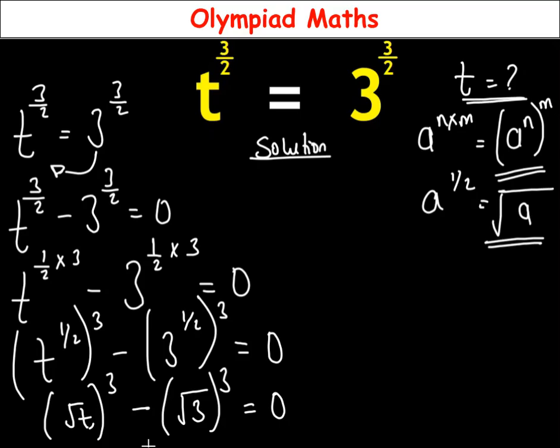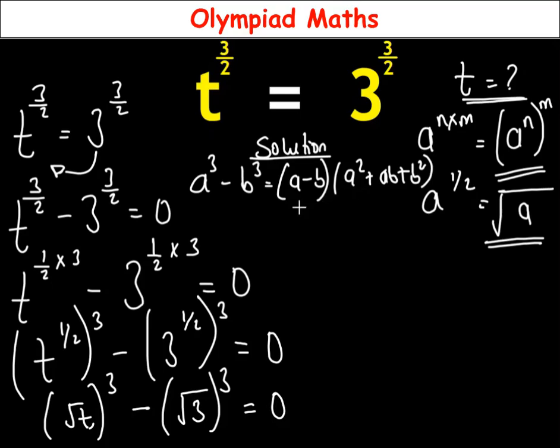Now at this junction, what we have is difference of two cubes. If you have a raised to power 3 minus b raised to power 3, this equals, in brackets, a minus b, then multiplied by a squared plus ab, then plus b squared. So the value of a is equal to root t, and the value of b is equal to root 3, so square root 3.